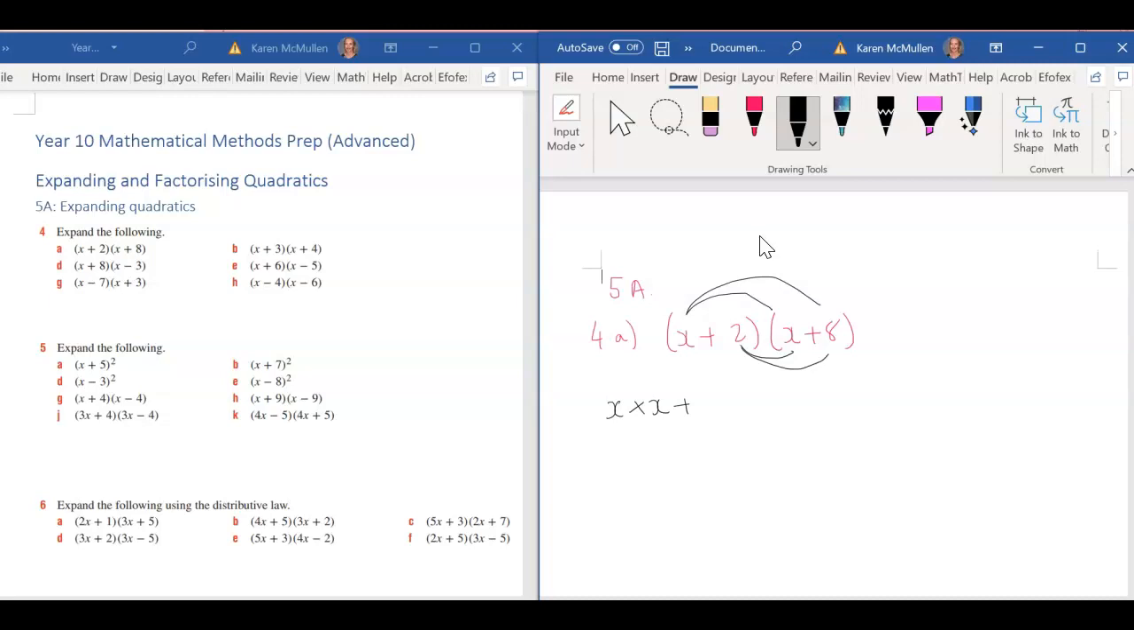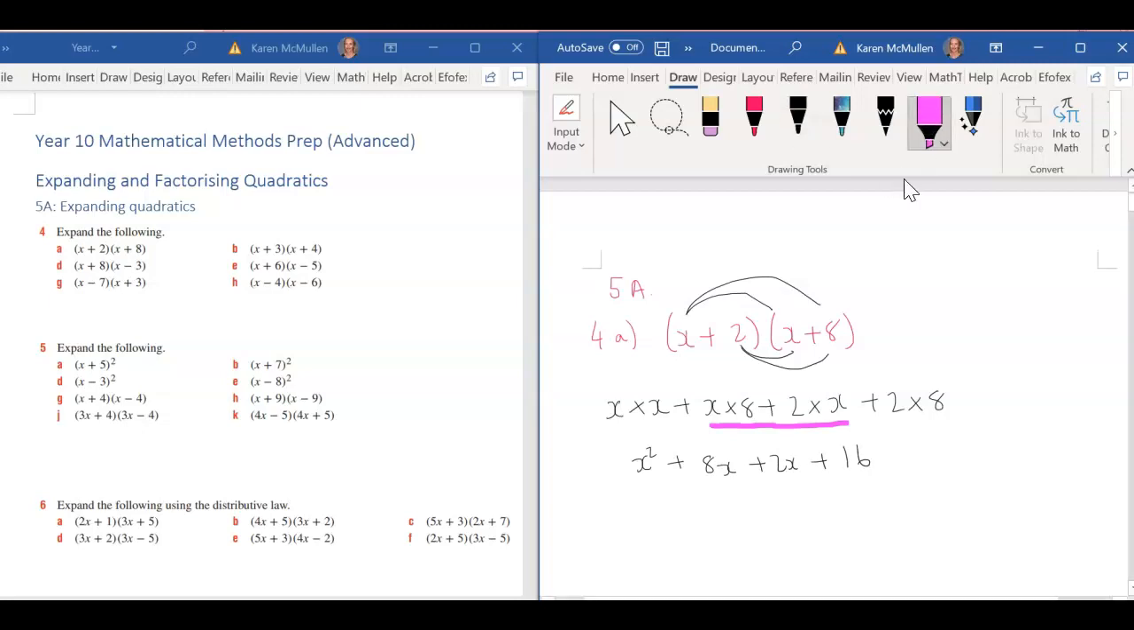and then we do the outside term, so x times 8, and then the middle terms or the inside terms, 2 times x, and then the last term, so 2 times 8. Now it doesn't actually matter the order, all right, but it's probably good just to do it in this order, and everyone does it in this order, is because our middle terms do usually become like terms. So let's just simplify this a little bit more.